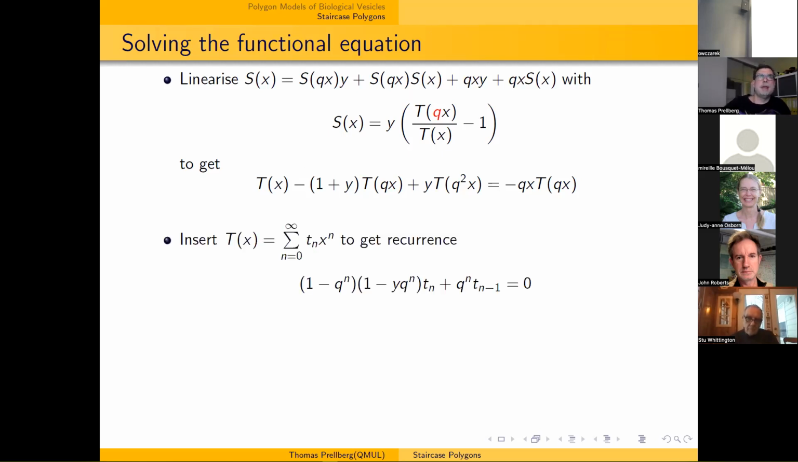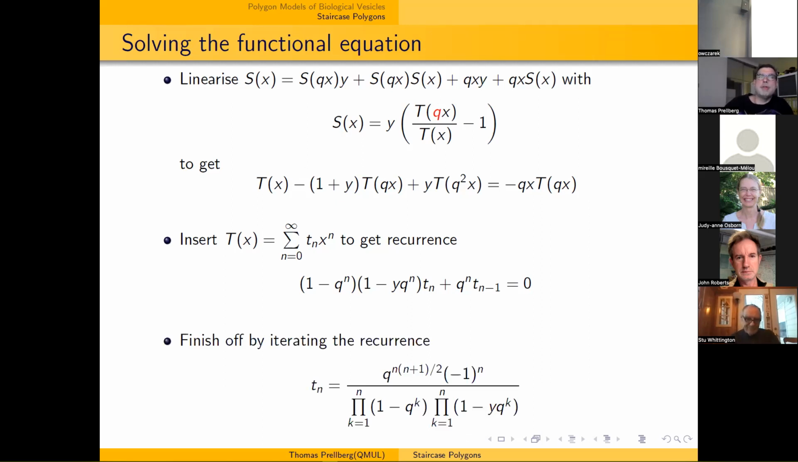So in this particular case, all you have to do now is to insert a series expansion in X, which immediately gives you a nice recurrence expressing Tn in terms of Tn minus 1. And as they like to say in London, and Bob's your uncle. So you can finish things off by iterating this recurrence, and you get the expression from the previous slide.